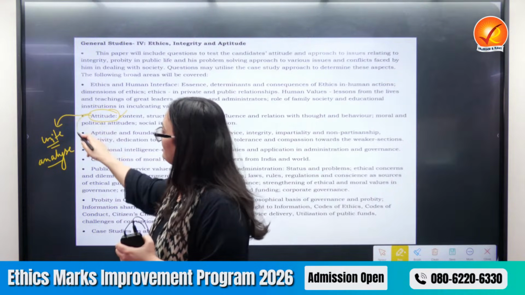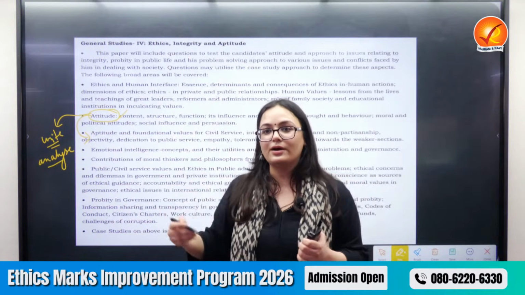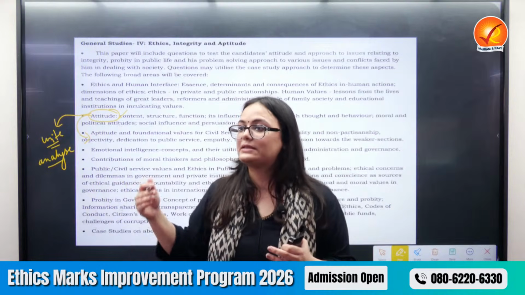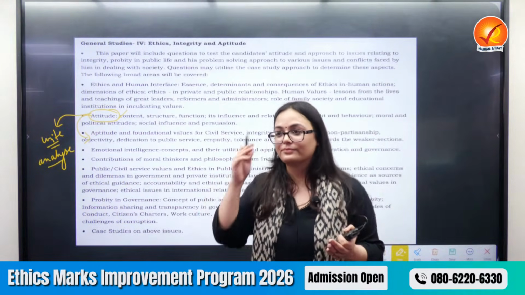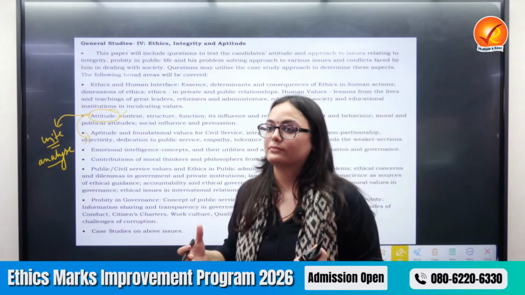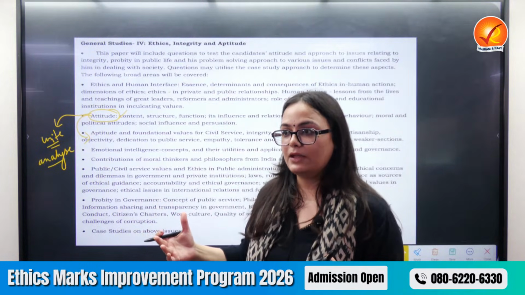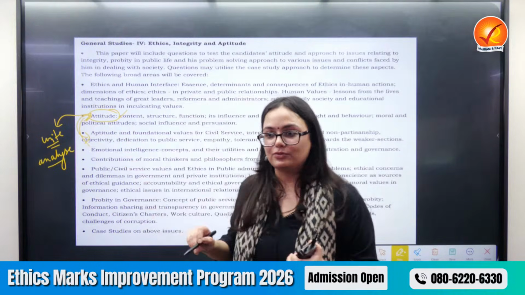Say, for example, attitude versus aptitude. Aptitude is the skill set that you are born with. You can of course nourish it and make it better. For example, Michael Phelps, how many of you know him? Right, he was born with an aptitude for swimming, right? Then attitude versus aptitude, right?